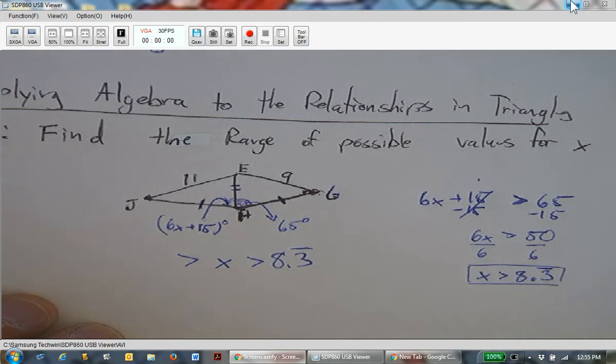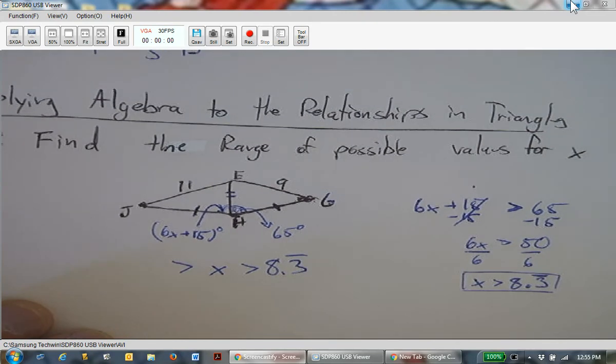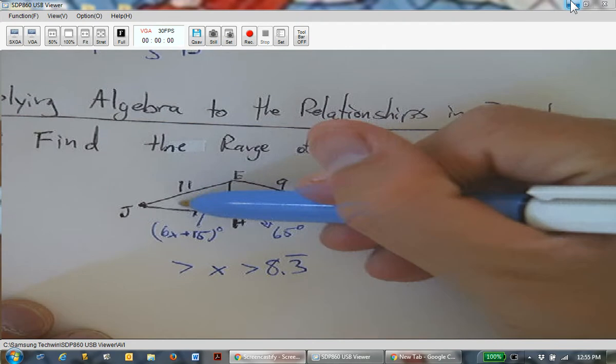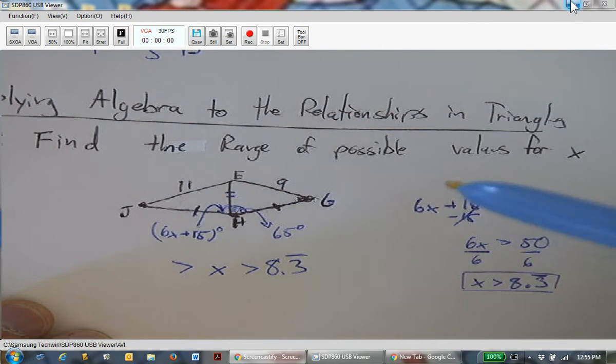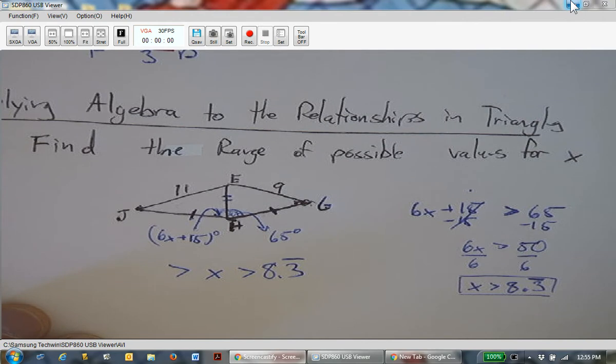Does anybody remember what all triangles have to equal in terms of their angles on the inside? They have to add up to how many degrees? Yep, that's correct. I just want to see because Shamari was like, I thought she was mouthing 180. Yeah, you were? Okay. Very good.